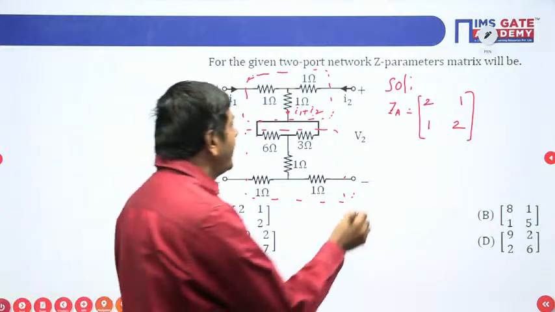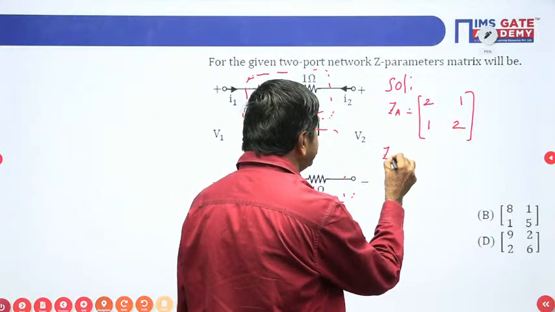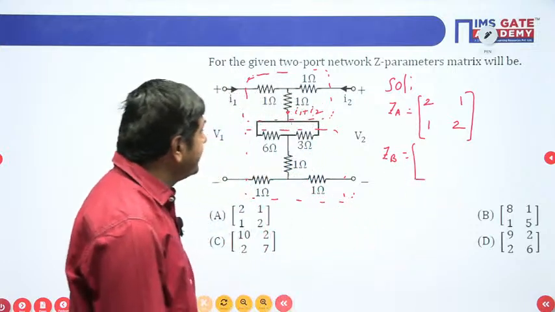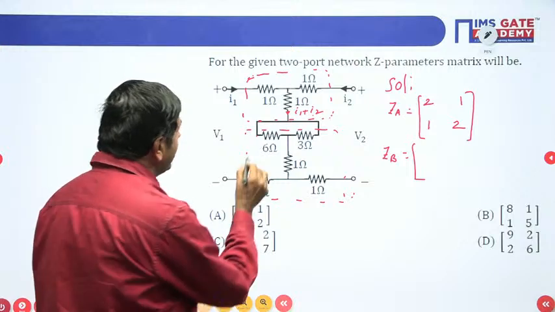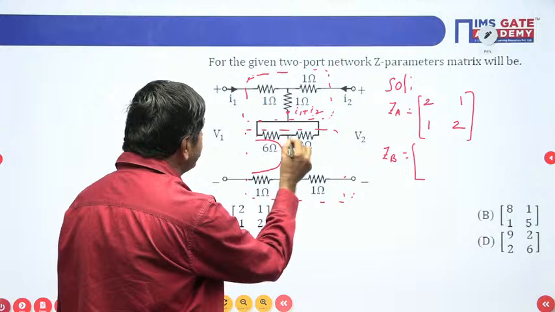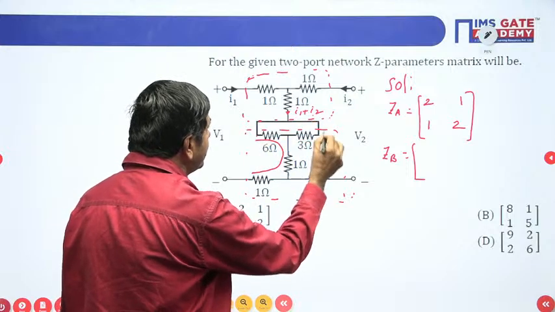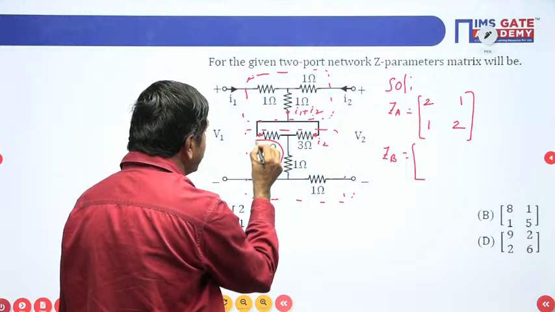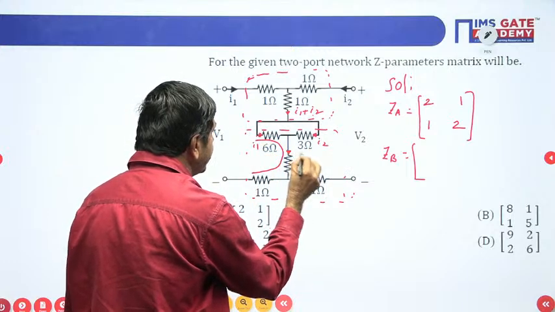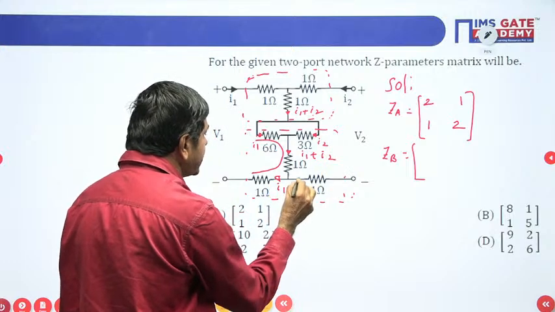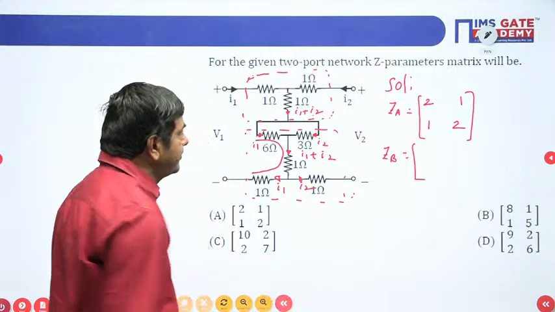And I wish to find ZB here. ZB is also required in this particular problem. In this case, I will apply the KVL in this particular path. The same I1 is going to flow this side, the same I2 will flow this side. This side is I2, this is I1, this is I1 plus I2 again. This side I1 is going to flow, this side only I2.